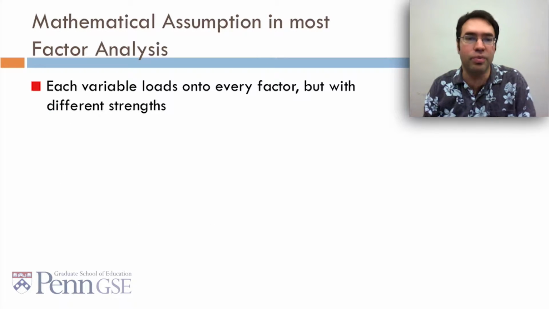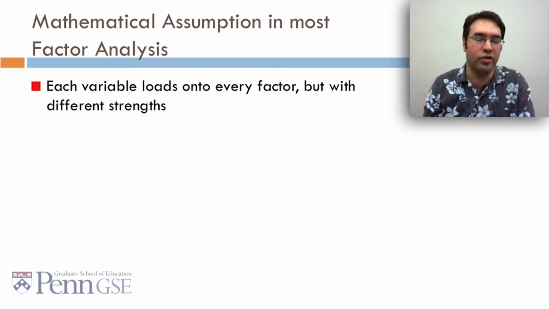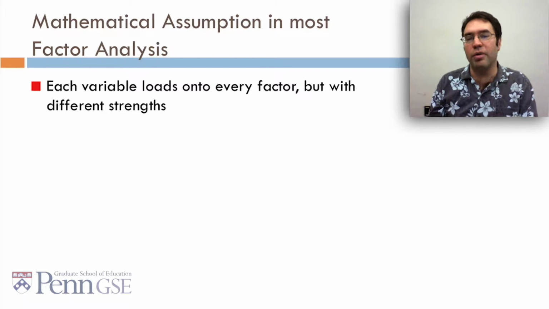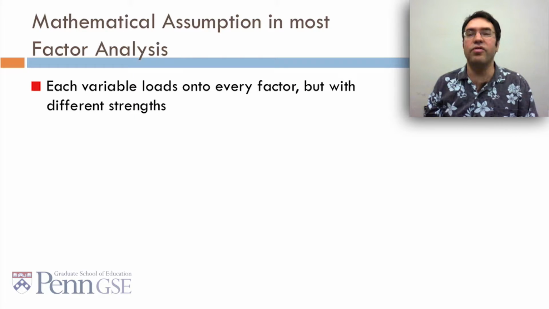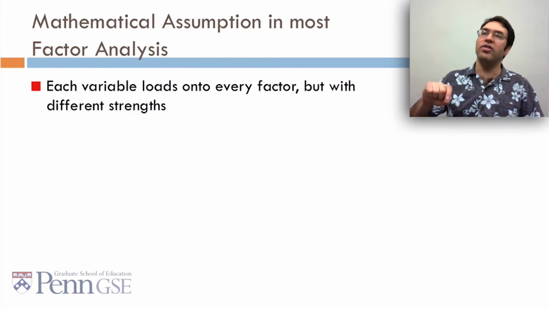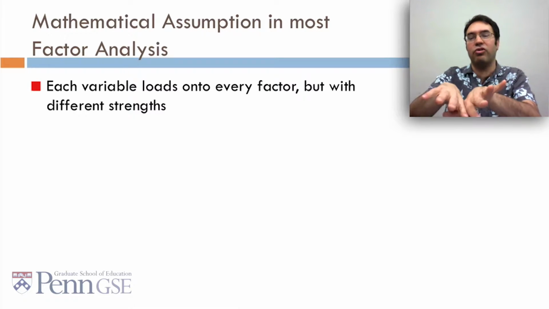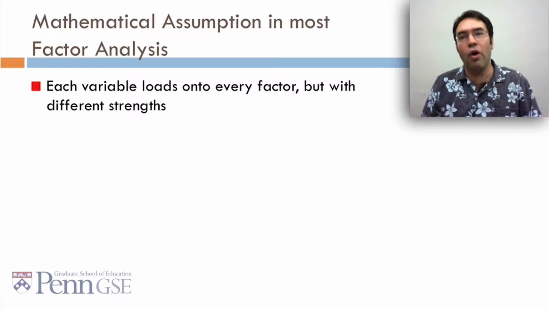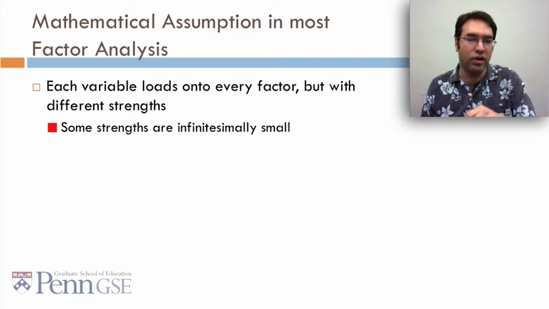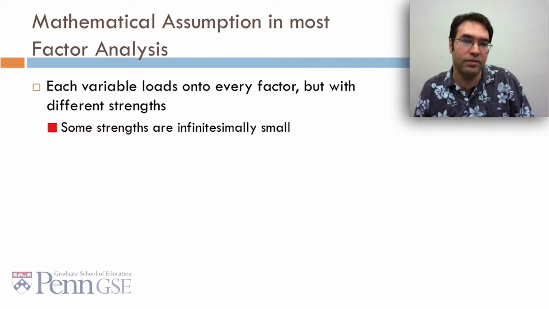Regardless of whether you're doing exploratory or confirmatory factor analysis, the mathematical assumption you'll usually see is that each variable loads onto every factor, but with different strengths. So in other words, it's not actually that there are these 7 variables that are in this factor, as much as that every variable is, but only 7 actually load strongly on it. Only 7 participate substantially in its calculation. Some strengths can even be infinitesimally small.